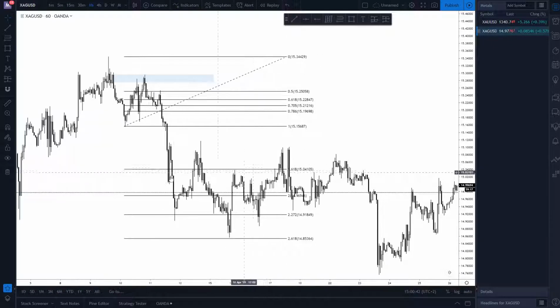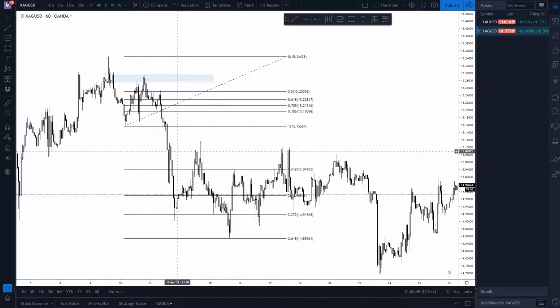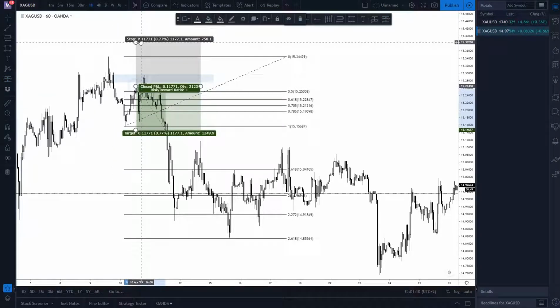The 1.618 was kind of ignored here, but still, what I do most of the time, I am more conservative with this. I very rarely set my targets below the 2 extension. The 2.272 is sometimes hit, and then 2.618 is sometimes hit as well. But with this trade, as you can see, I'm using basically the worst case scenario here.